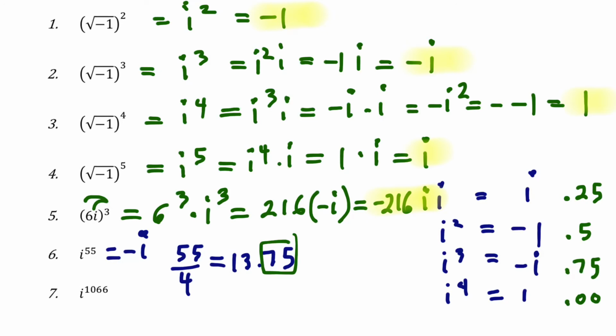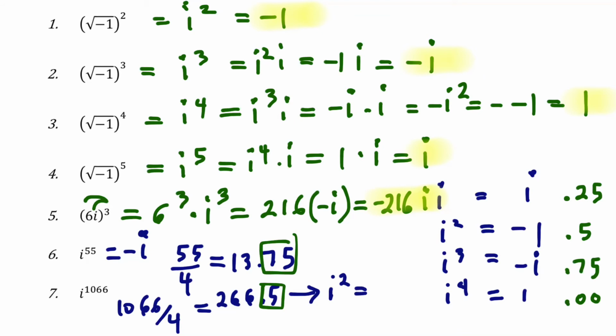All right, now let's try it with 1066. So try it yourself. Take your calculator out, divide 1066 by 4, and see what your part to the right of the decimal is. Okay, so did you get 266.5? So the part to the right of the decimal is 0.5. You should have gotten that. So that means that your answer is i squared. So this is i squared. i squared is negative 1.